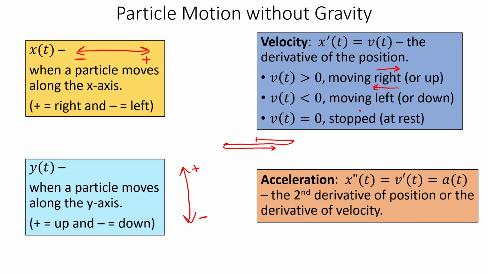The acceleration is still the second derivative. So if we take the second derivative of the position, we're getting acceleration. And now we're talking about accelerating from side to side. This happens a lot with a spring. They go back and forth side to side like that a lot.